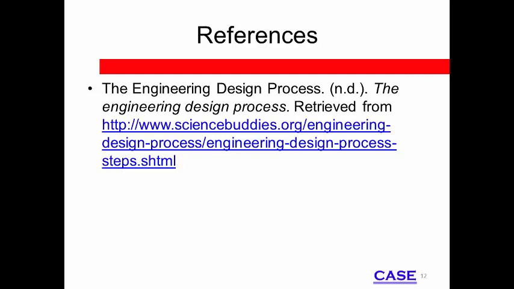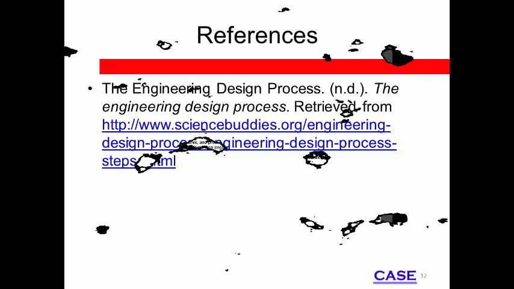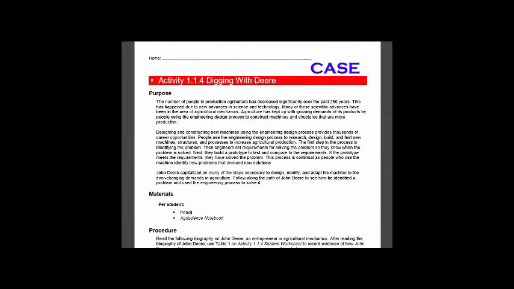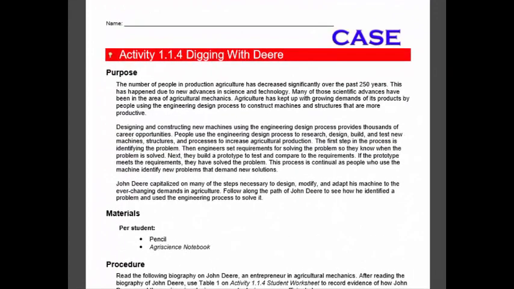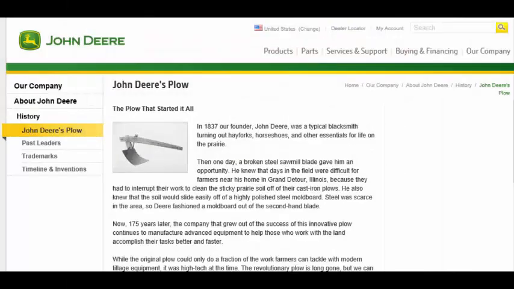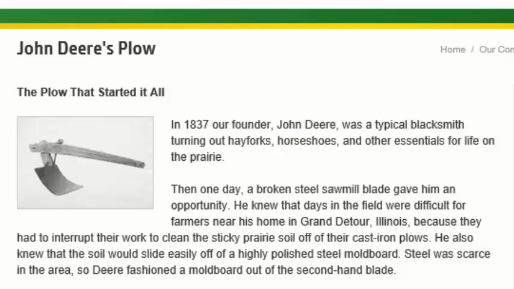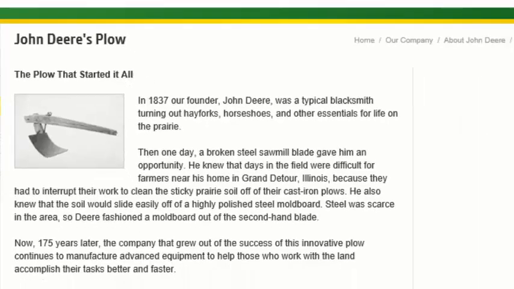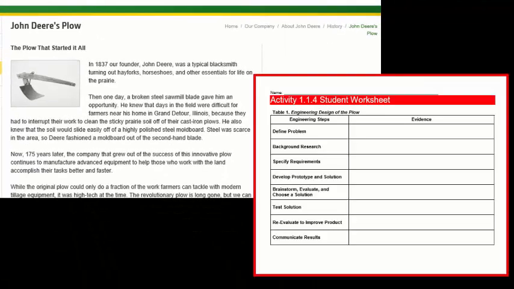Keep any notes that you have from this presentation organized and available to use throughout this course. Through Activity 1.1.4 Digging with Deer, you will identify how an entrepreneur and agricultural mechanics use the engineering process to improve the production of food, fiber, and fuel in order to understand how people in agricultural power and technology use the engineering design process to increase agricultural productivity and solve problems. Your teacher will provide more instruction for this activity.